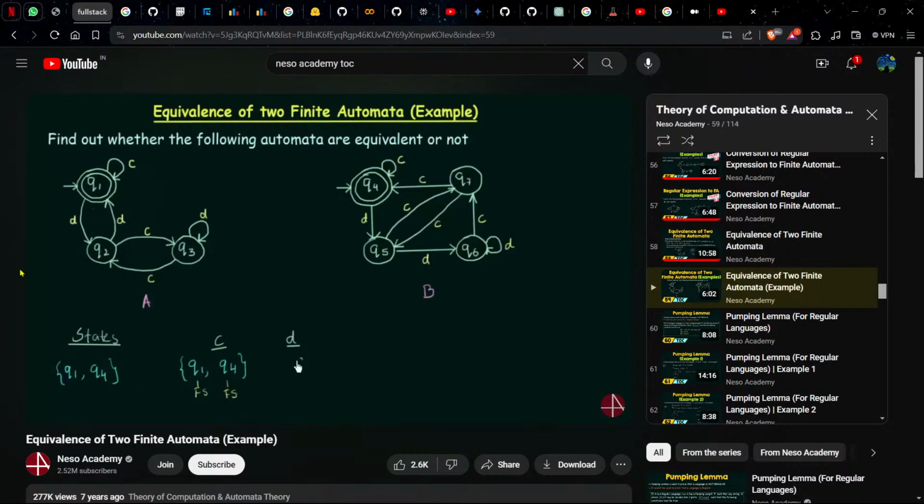Q1 on getting input D goes to Q2, and Q4 on getting input D goes to Q5. So let's check if these states are final states or intermediate states. Q2 is an intermediate state, Q5 is also an intermediate state, that means non-final state. So here also the pair of states that we get are both the same kind of states, that means they are both intermediate states. So this condition also supports the fact that they are equivalent. So far we are finding that they are equivalent.